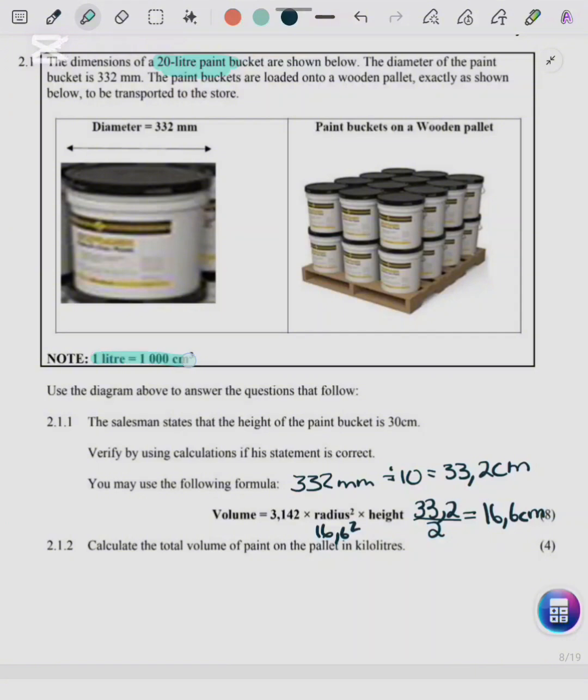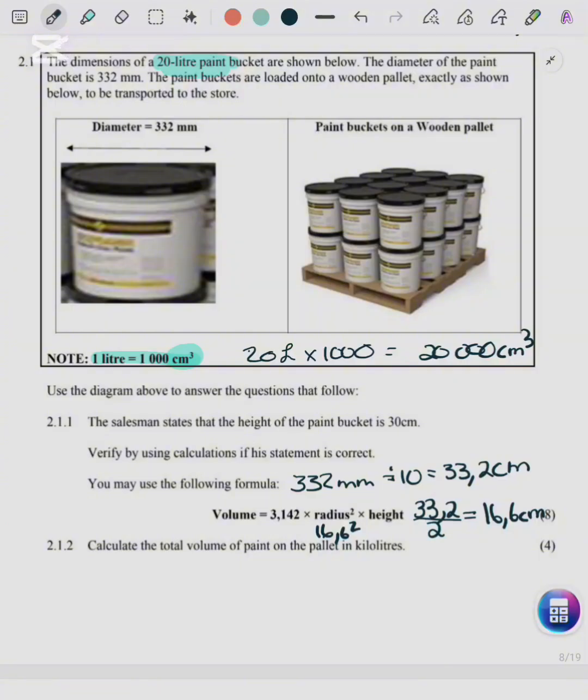They also tell us 1 liter is 1,000 centimeters cubed, and we should know cubic units relate to volume. So we can change 20 liters into centimeters cubed, then we'll have a volume. So if I do that, I'm going to say 20 liters times 1,000 gives me 20,000 centimeters cubed. Okay, and you're always showing your units.